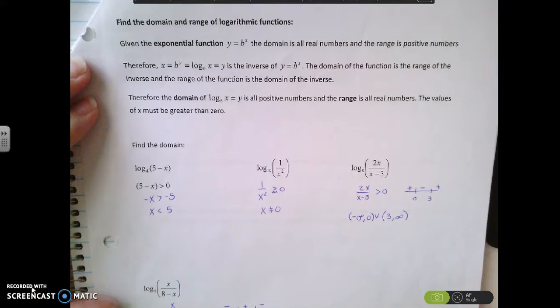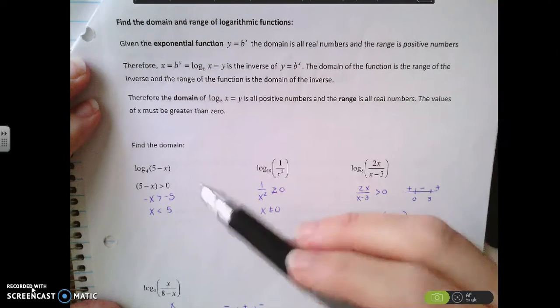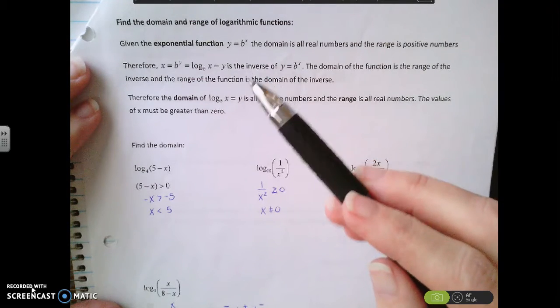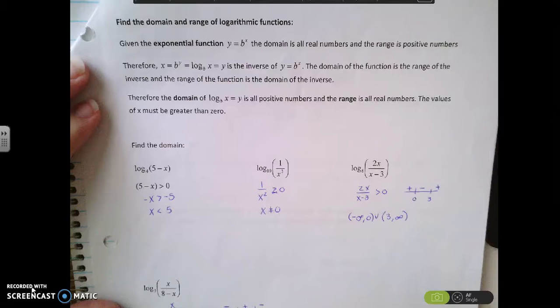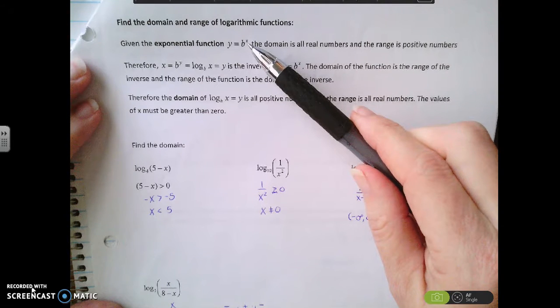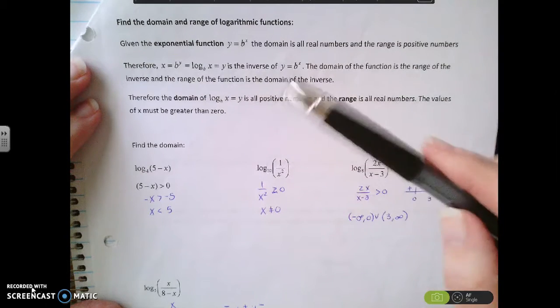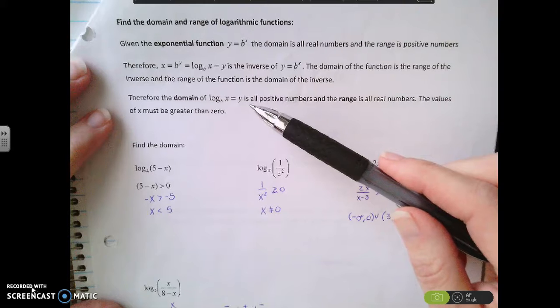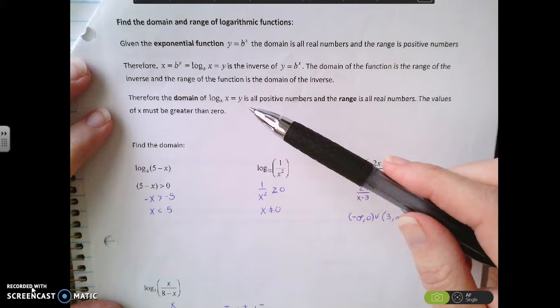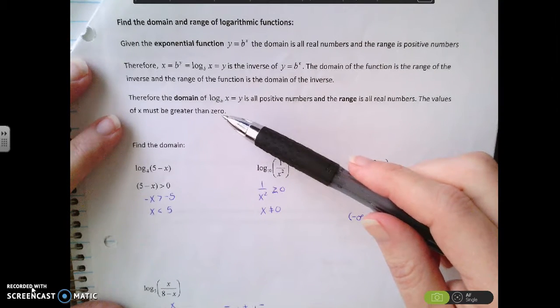Okay, so when we were talking about logarithms again, we talked about the fact that with exponential functions, I had to have this value b that had to be greater than 0, and x had to be any real number. So when we do the inverse, we realize that for the domain of the logarithmic functions, the values of x have to be greater than 0.